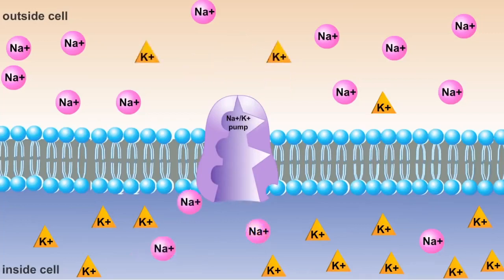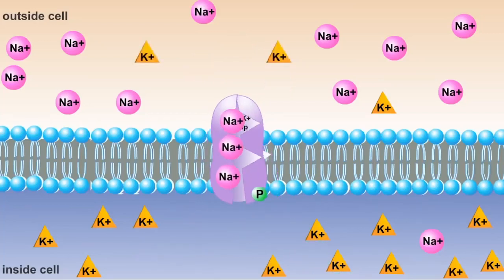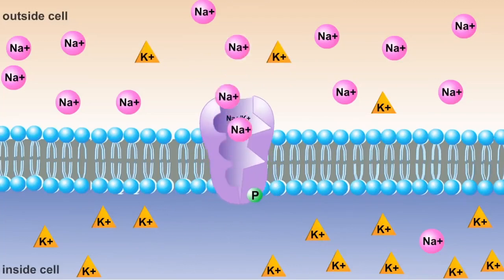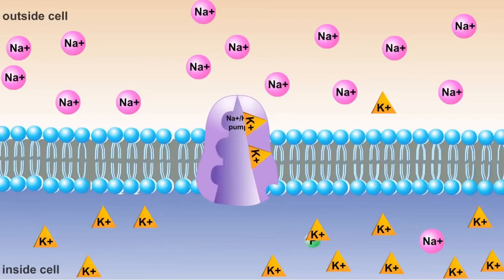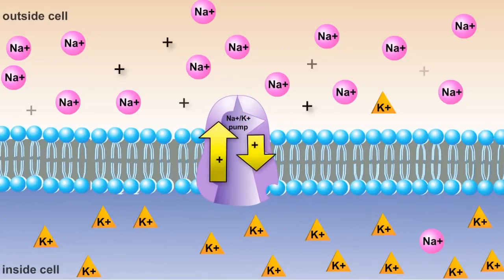Notice that for every 3 sodium ions leaving the cell, 2 potassium ions enter. Since both sodium and potassium ions have a positive charge, this unequal movement causes an electrical gradient to develop across the plasma membrane of the cell. A number of cellular processes, including the generation of nerve impulses, use this electrical gradient.